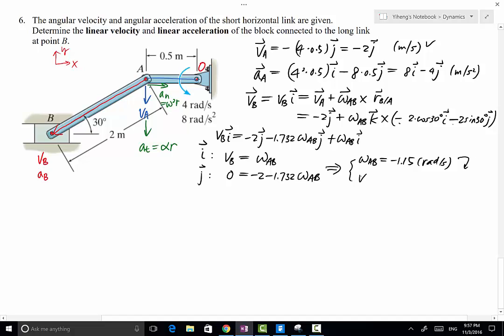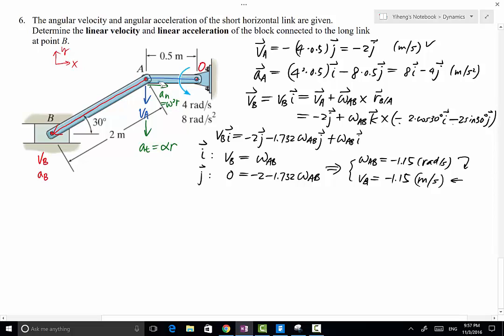At the same time, well, not at the same time, because VB equals omega AB, VB also equals negative 1.15 in the unit of meter per second. So negative because it's pointing towards the left, negative x direction. So that's the first step.